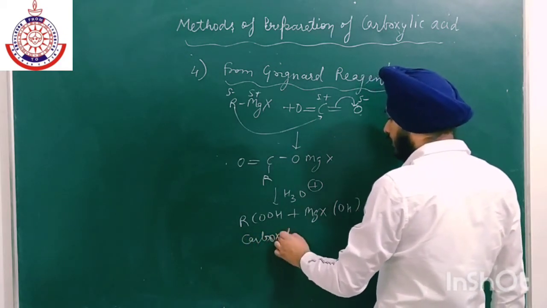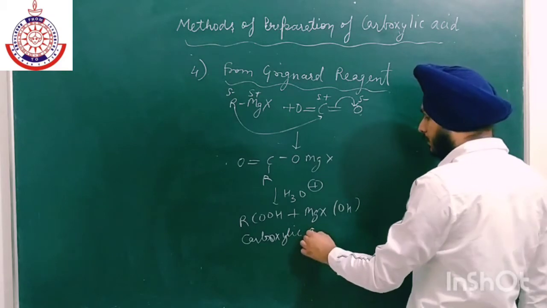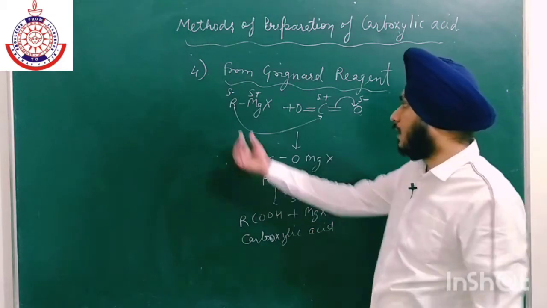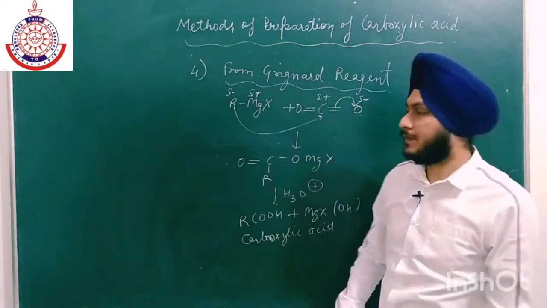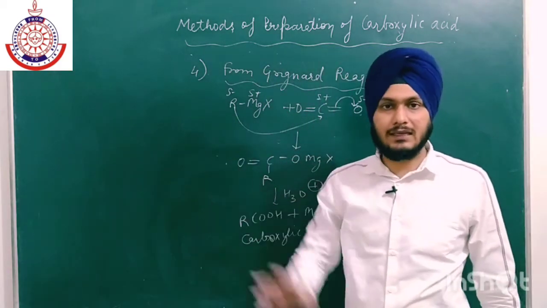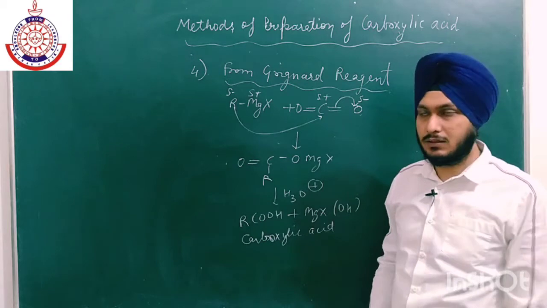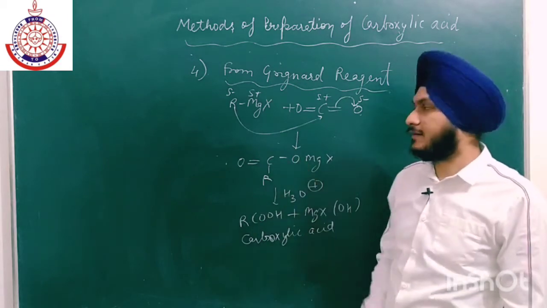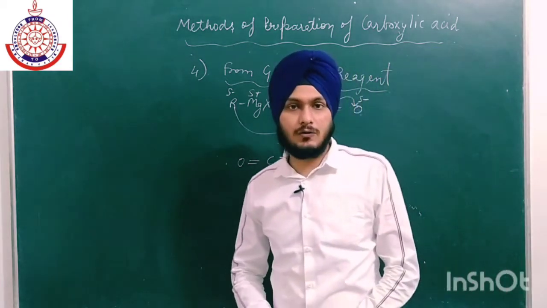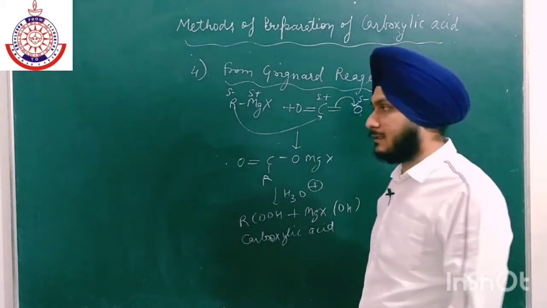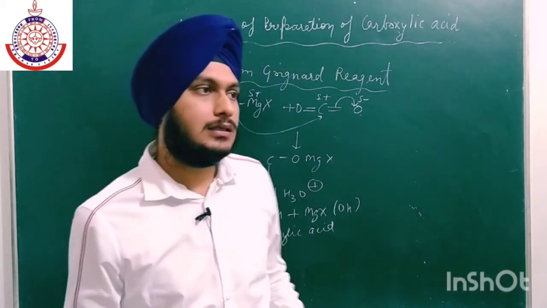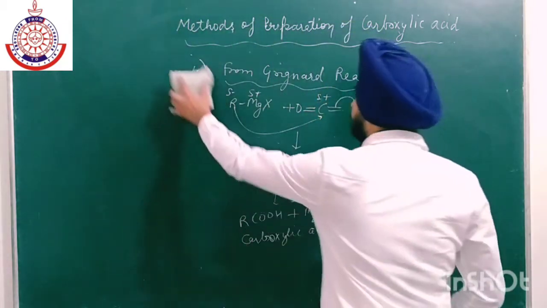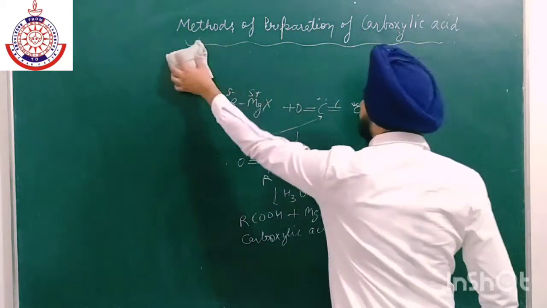Okay, so we can also prepare aromatic acids by taking this R group as any aromatic species, or we can also take this as iso or any group which we want to make. So this is a very efficient method to form carboxylic acid. This is the fourth method. Next is from esters and anhydrides. This is the fifth method which we are discussing now.